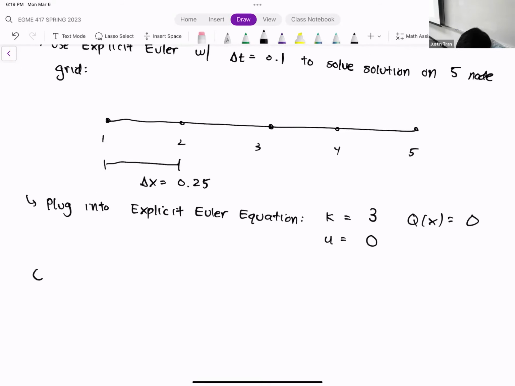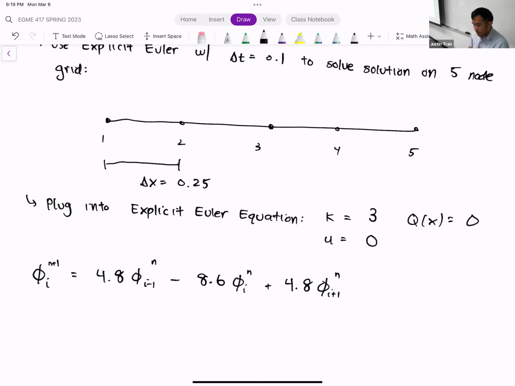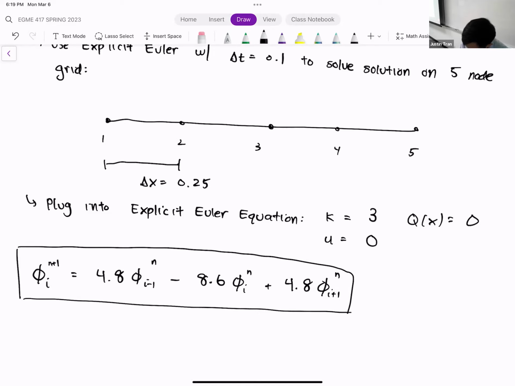And so what we get is phi_i at n plus 1 is equal to 4.8 phi_{i-1} at n minus 8.6 phi_i at n plus 4.8 phi_{i+1} at n. This right here is our time marching equation for this problem.